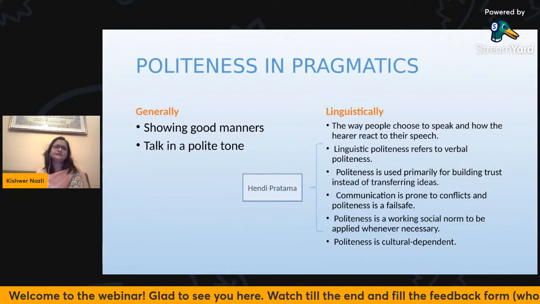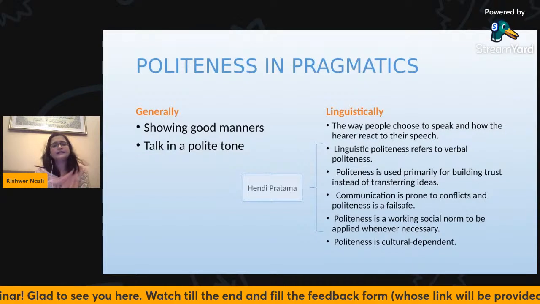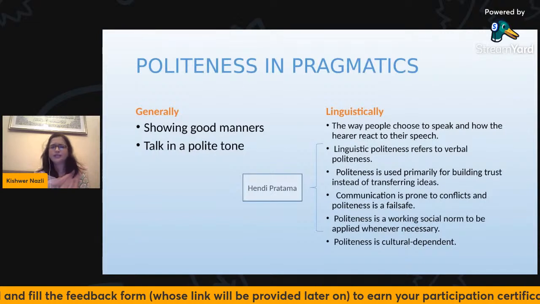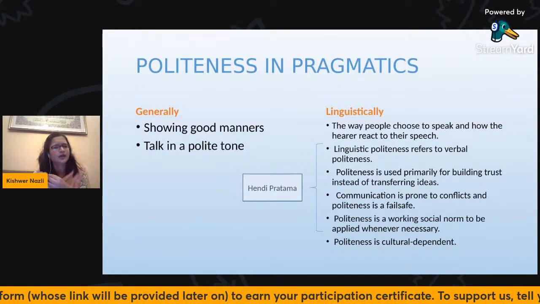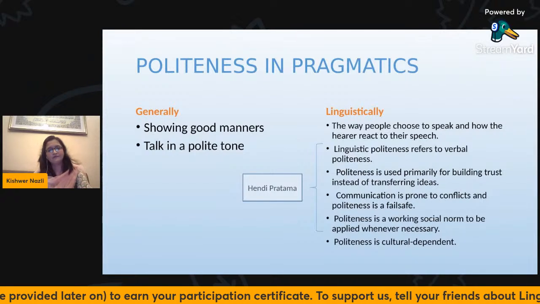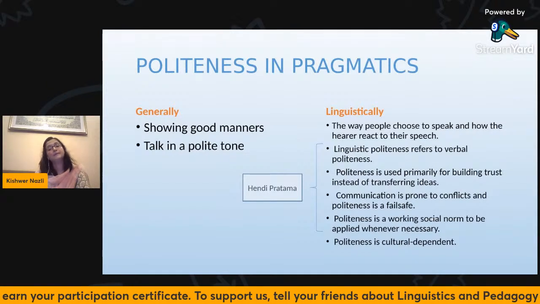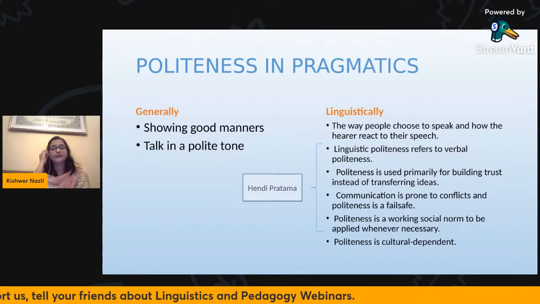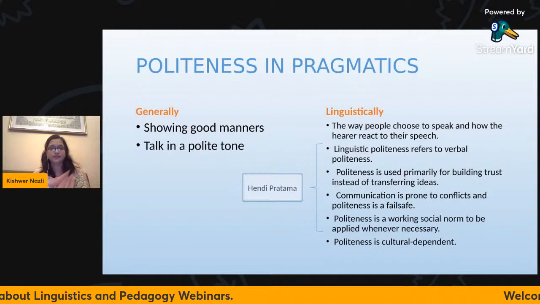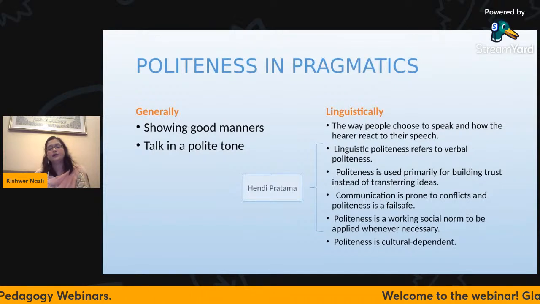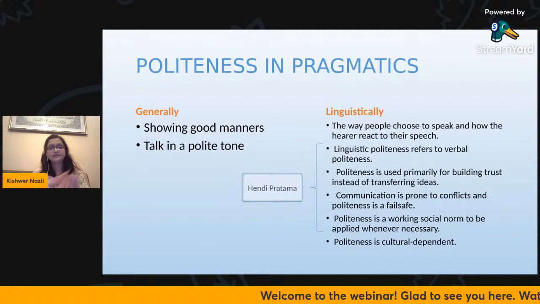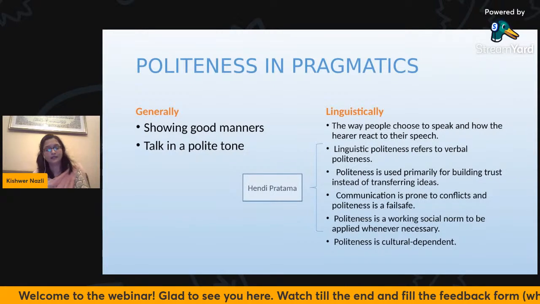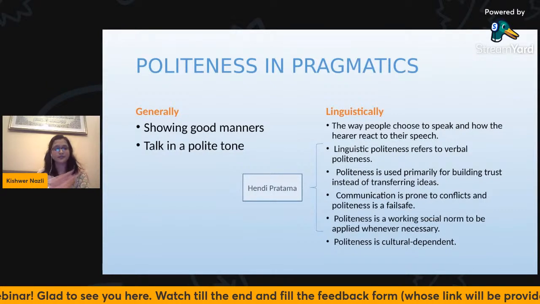Politeness in pragmatics and politeness linguistically. So politeness, generally we know, is showing good manners to others, talking in a polite tone. We should not drop our food in front of others. We should behave wisely. That is the general meaning of politeness. But linguistically, politeness is the way people choose to speak and how the hearer reacts to their speech. According to Henry Pratma, and my research is mostly based on his book, Linguistic Politeness in Online Communication, from the next slide I will be referring to him.